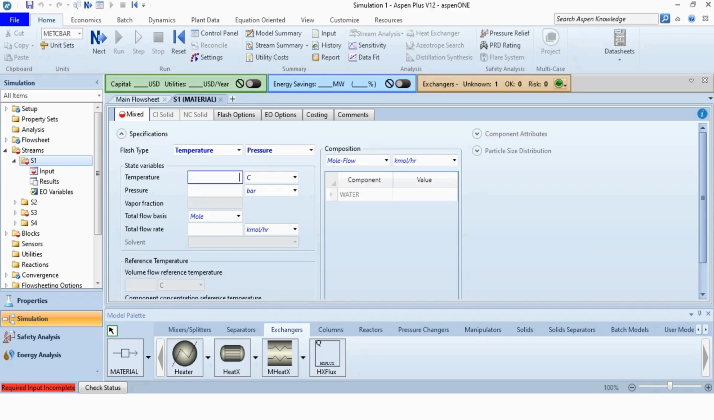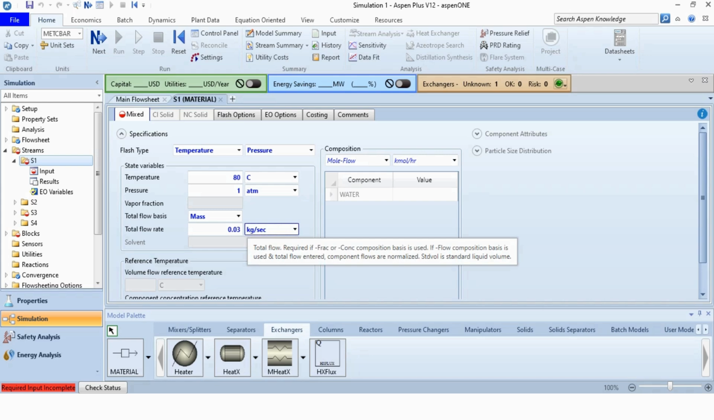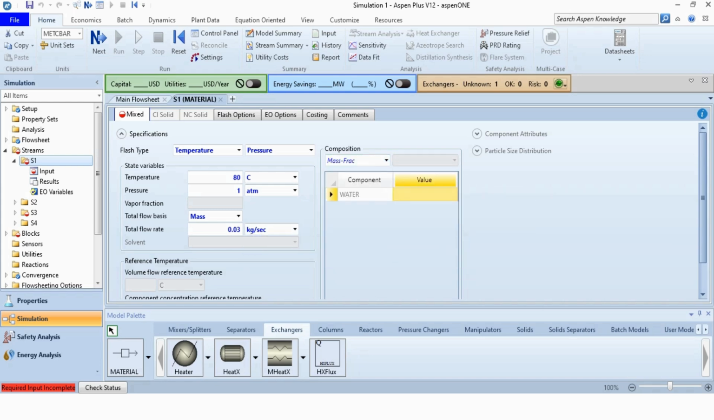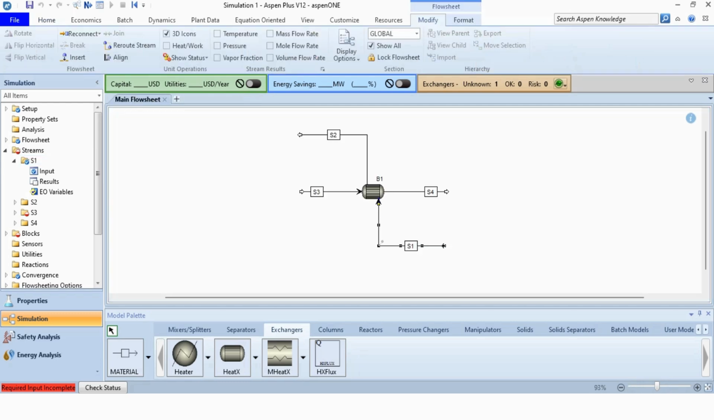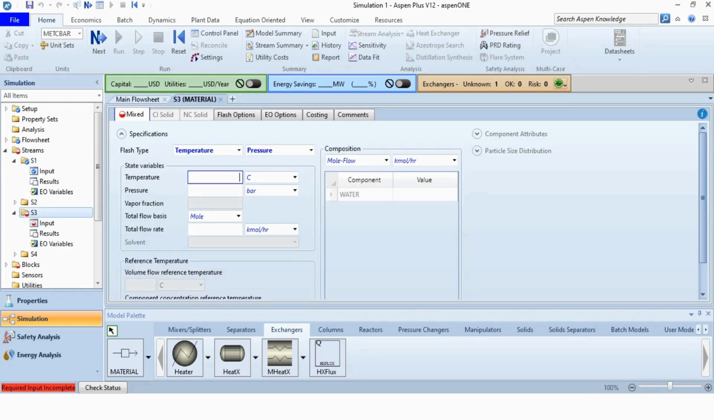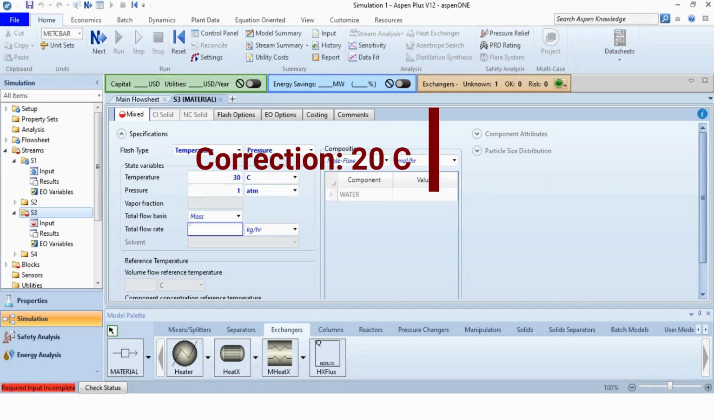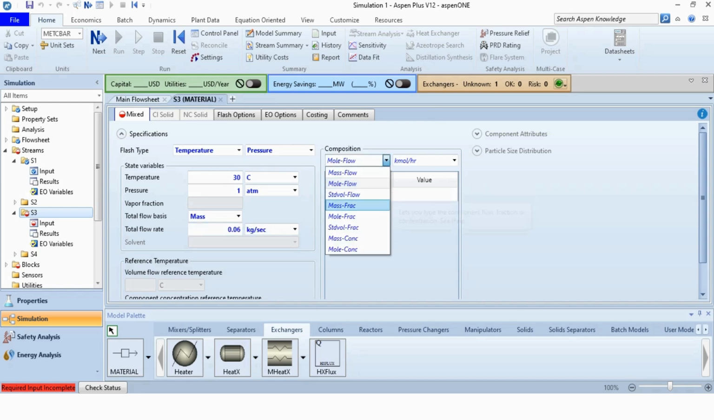To specify the hot side, it is 80 degrees centigrade at inlet, 1 atm pressure. Mass flow rate is 0.03 kg per second, while that of the mass fraction is 1. Since it's only water, either you specify mass fraction or mole fraction, it will remain 1. Then specifying the cold side inlet, 30 degrees centigrade, 1 atm, mass flow rate is 0.06 kg per second, and then the mass fraction of water is 1.